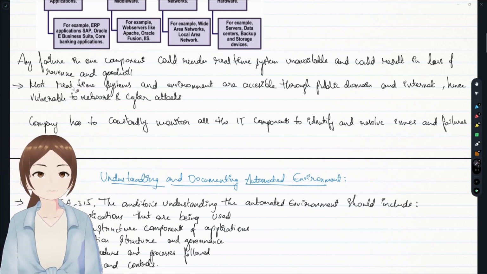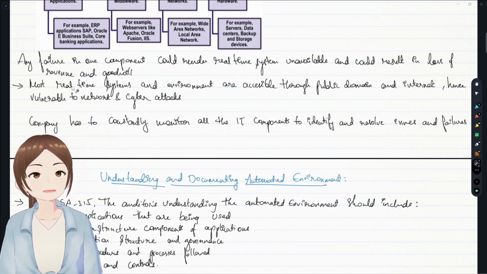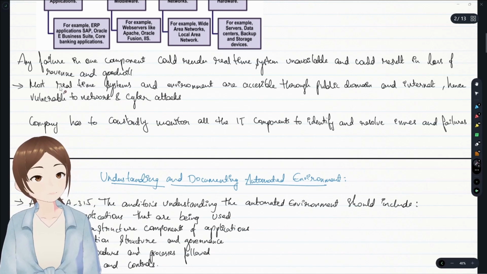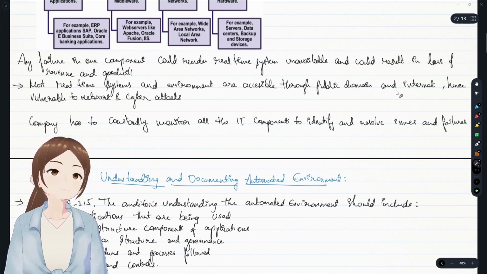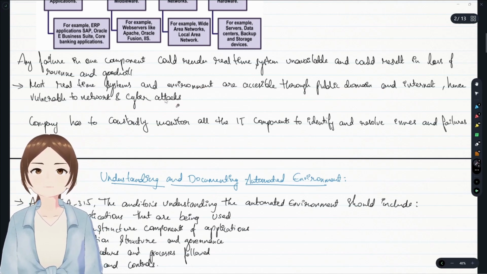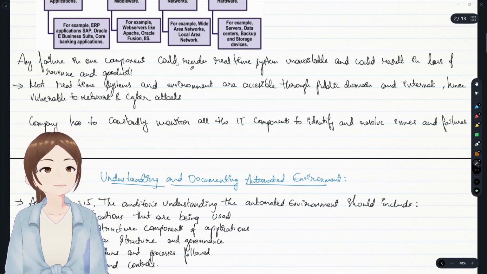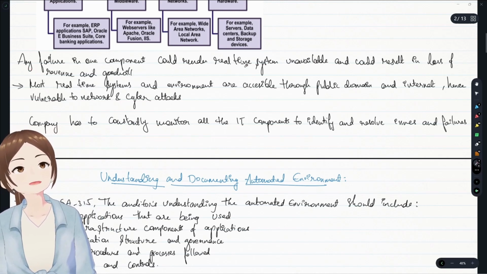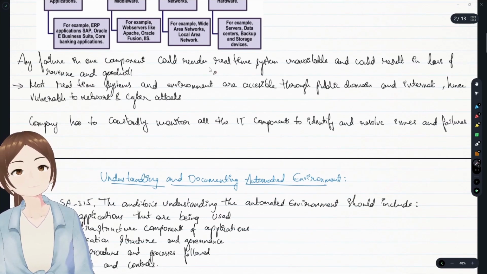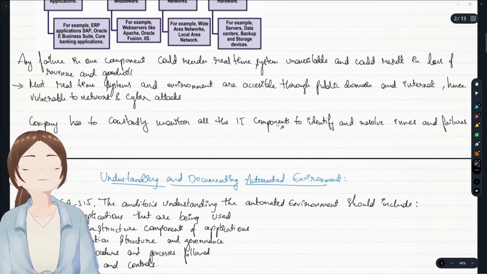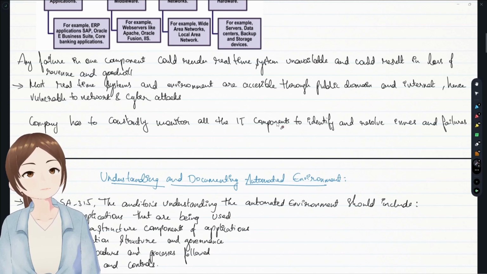Mobile data was not there, and you don't have mobile itself, and you do not have any kind of applications. The real-time environment is accessible through public domains and the internet, hence vulnerable to network and cyber attacks. Why this point? This point is for the risks. There were restrictions: if any of the following components, like application, middleware, and networks, is not there, the real-time system is not available. That's a restriction that a real-time system has.